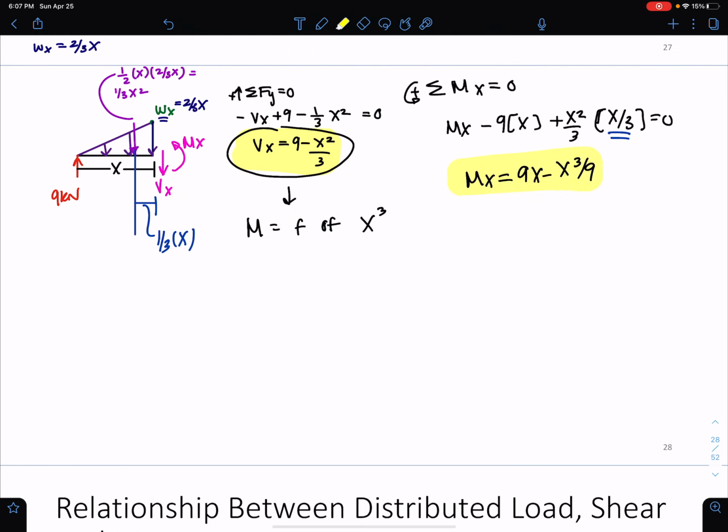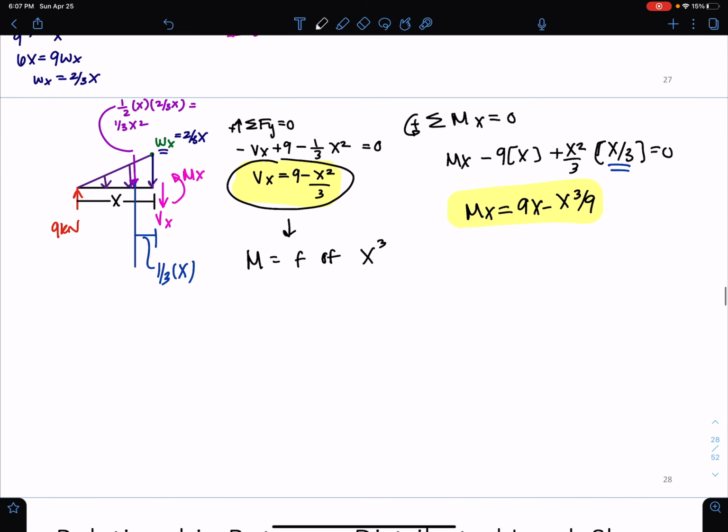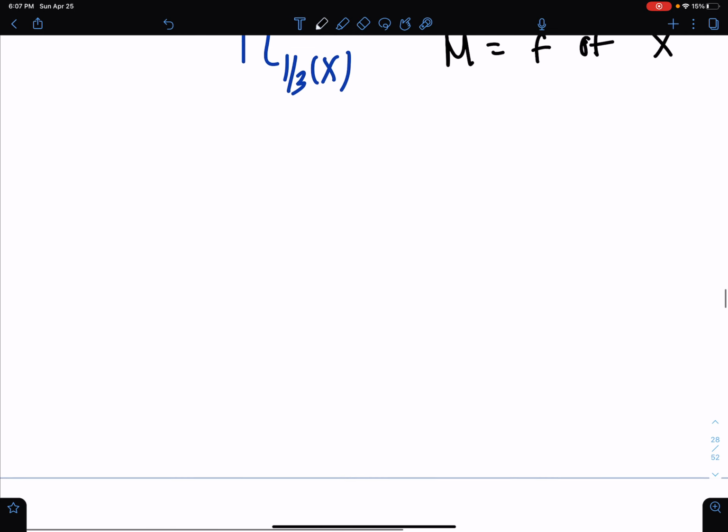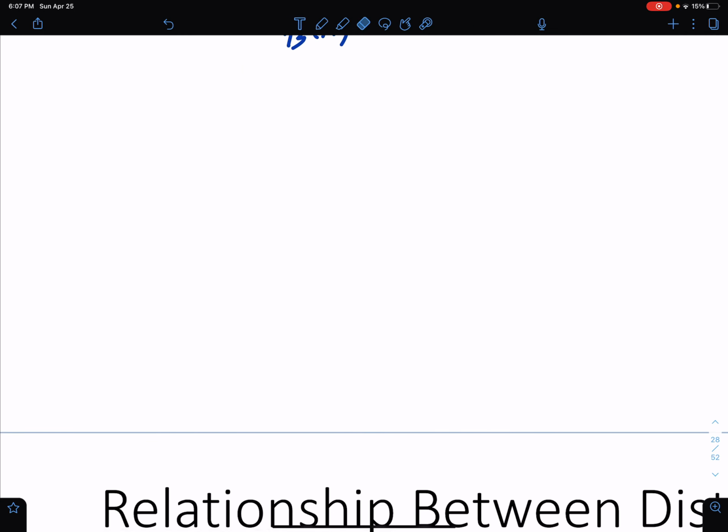And it's good because we got a cubic function here, which is correct because we know that if shear was a parabola or a second order function, then the moment has to be a cubic or third order function. Okay, now we can go ahead and plot our shear and moment diagram. So I'm going to actually use the space here to redraw everything.